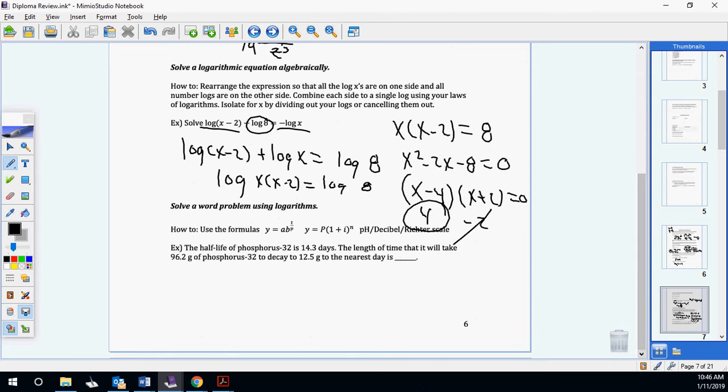Okay, all right, so solve the word problem using logs. So use the formula y equals a b to the t over p. I keep getting a lot of questions about what t over p means. T over p is used if you have time and there are periods within your time.